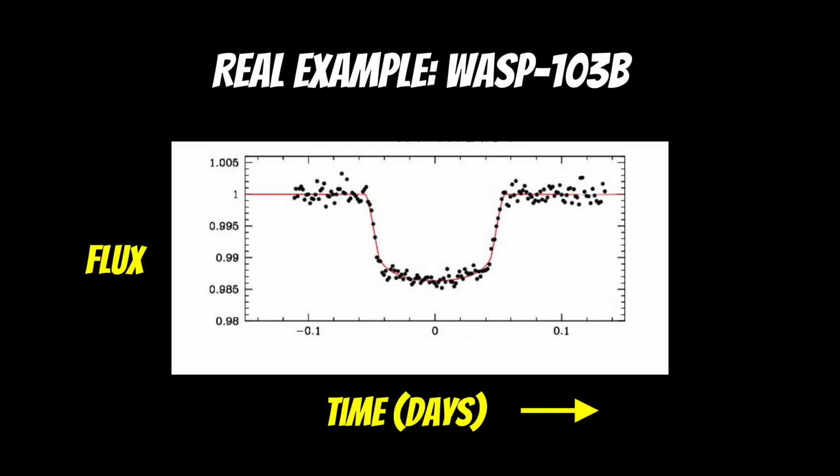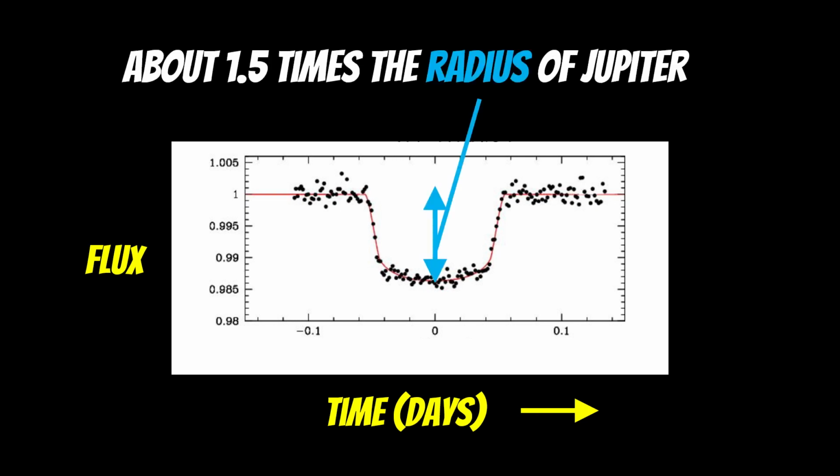So a real example then is WASP-103b. So here's the transit from that, and from the transit they were able to detect that it was about 1.5 times the radius of Jupiter. So it's a big planet. It's not a small planet at all.